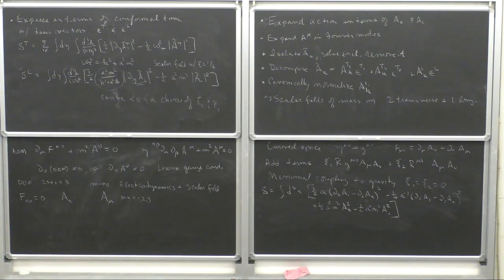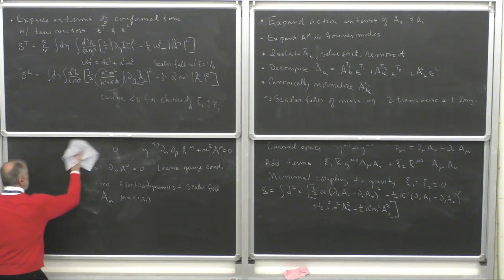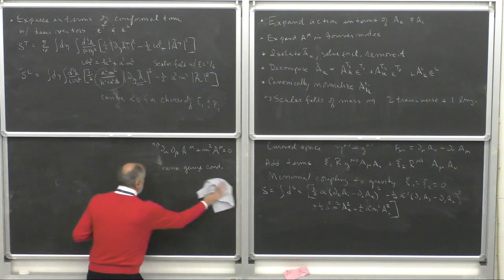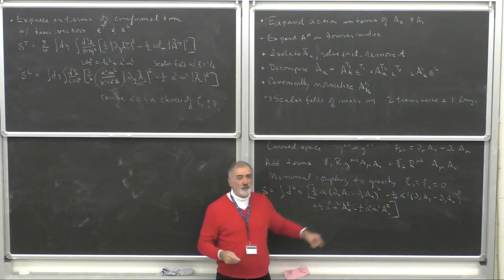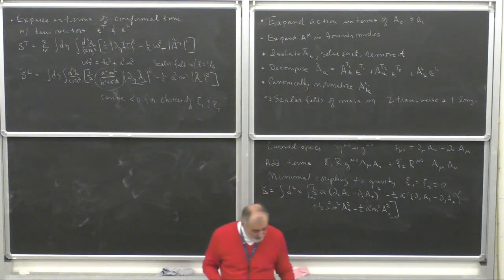So what does this mean? You can have a massive spin one theory that's perfectly healthy in Minkowski space, but certain couplings to gravity would make the theory pathological. What does that mean? Well, we just won't worry about such deep questions and just ignore ghosts. And if I set C1 and C2 equal to zero, minimal coupling, then I don't have to worry about ghosts.